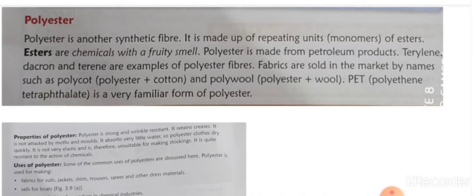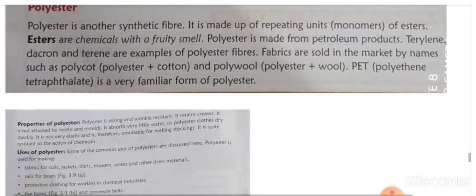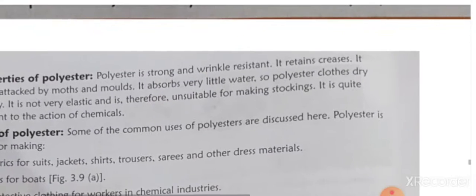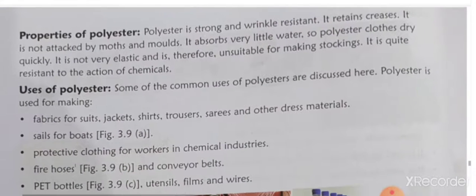Now PET, polyethylene terephthalate, is a very familiar form of polyester. Now we will see what are the different properties of polyester.